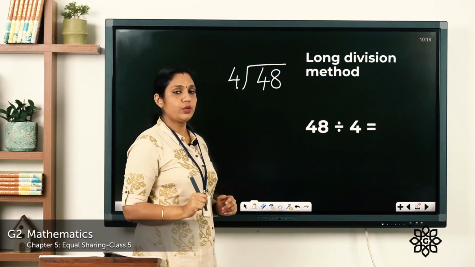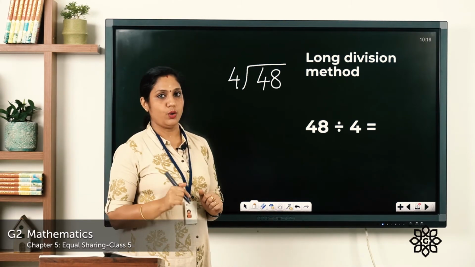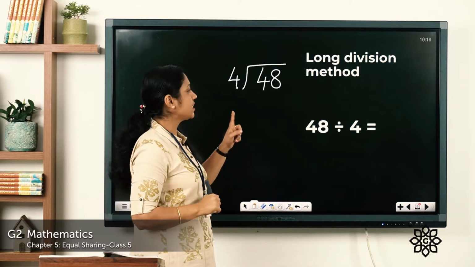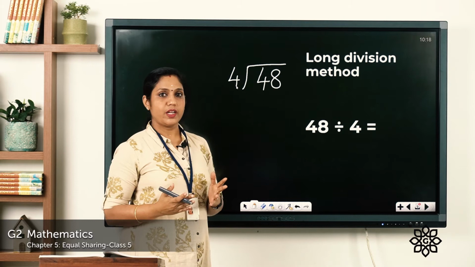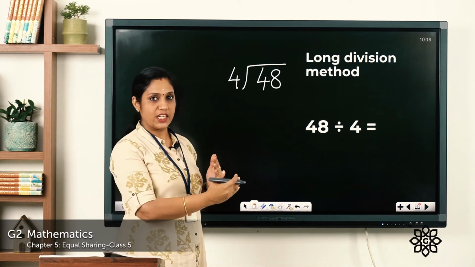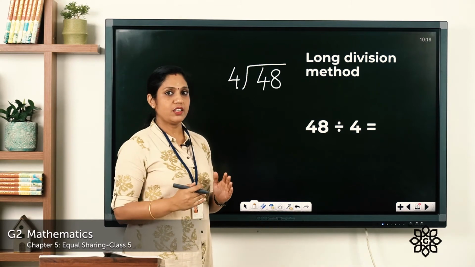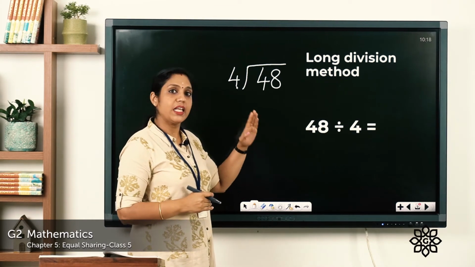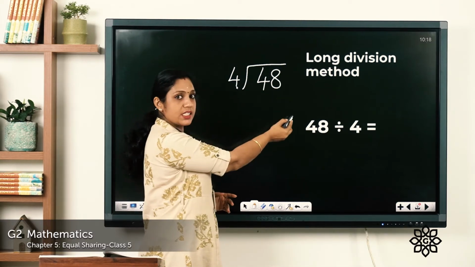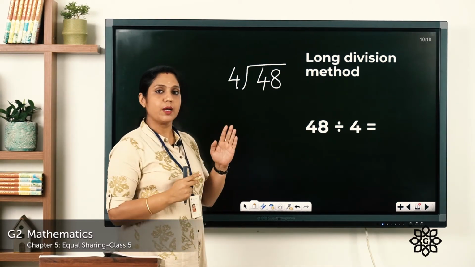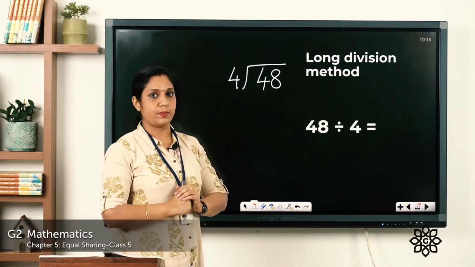Now, do you know how many times in the 4's table you get 48? No. So first let's take one by one number. For addition, subtraction, multiplication, we always started with the ones place. That is from the right side. But for division, there's a difference. We have to start it from the left side. So here in 48, we have 8 ones, 4 tens. So which number comes left? It is 4 tens. So we need to start it from the tens place.